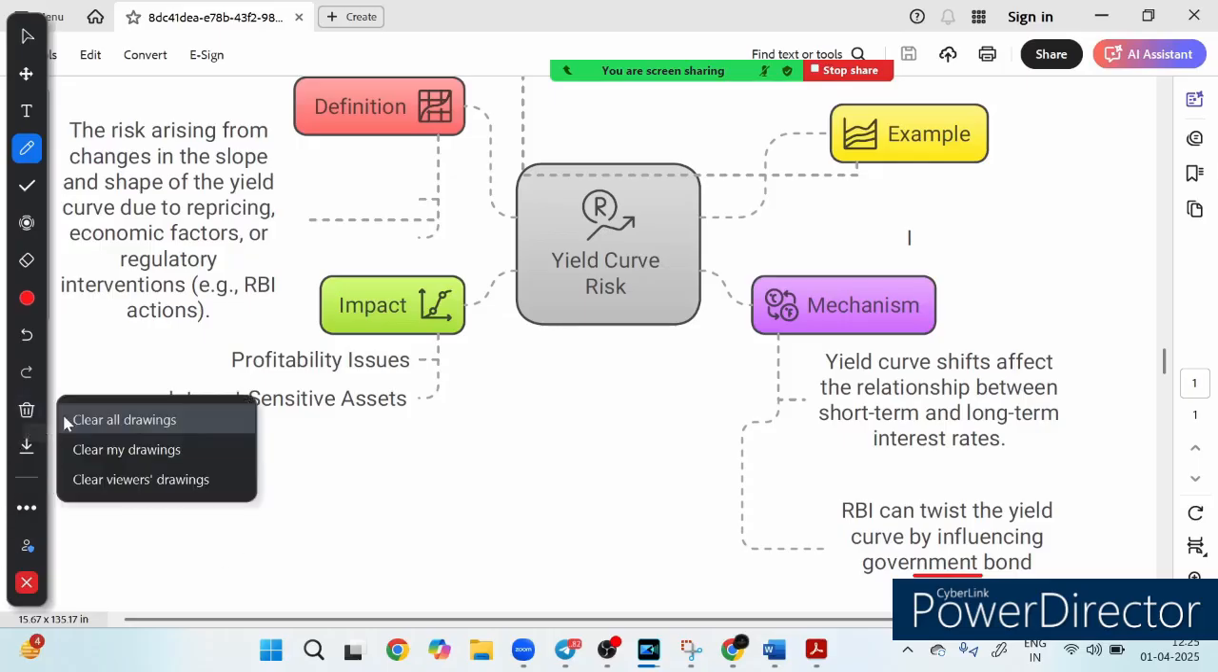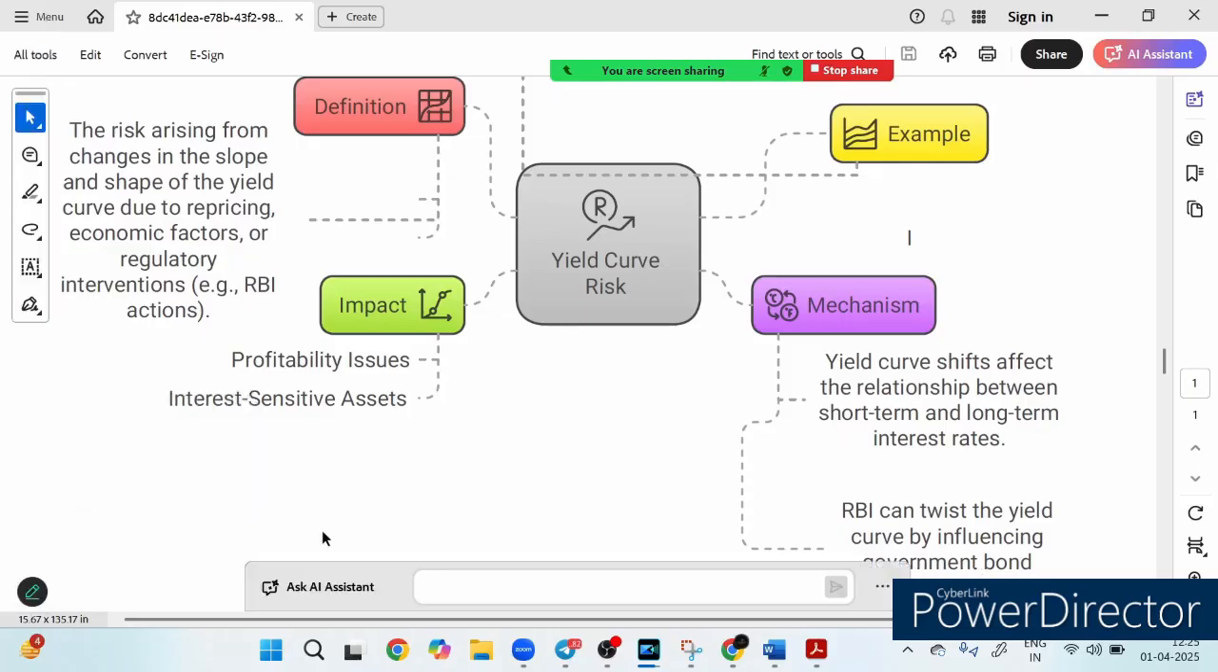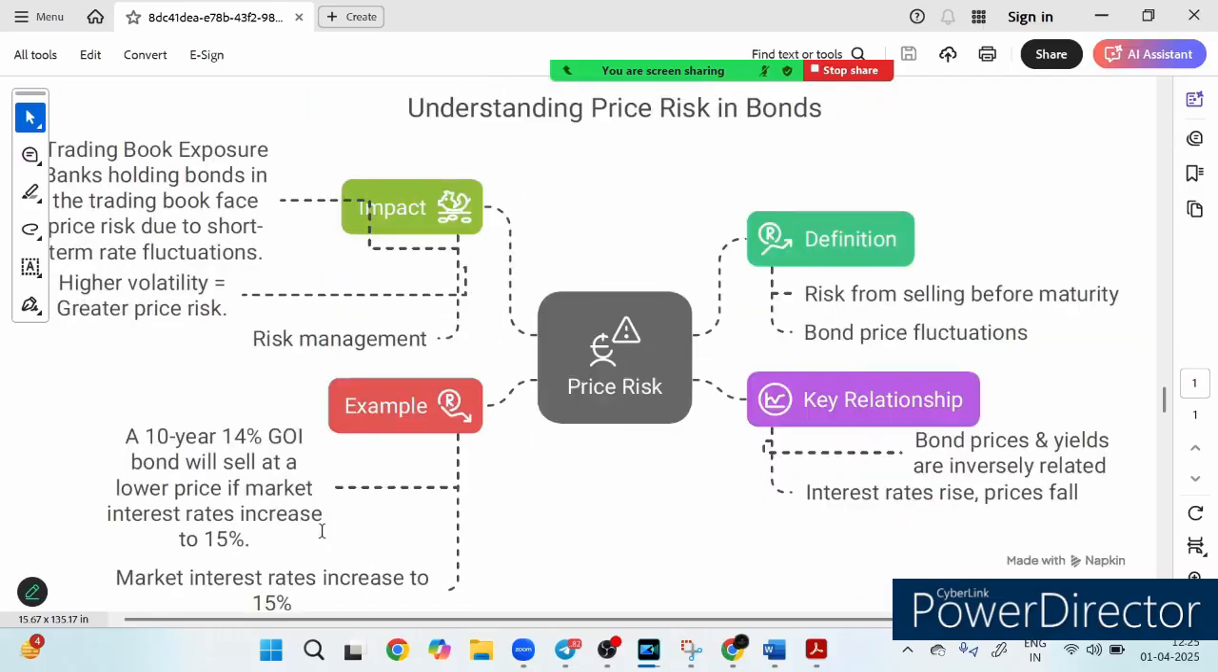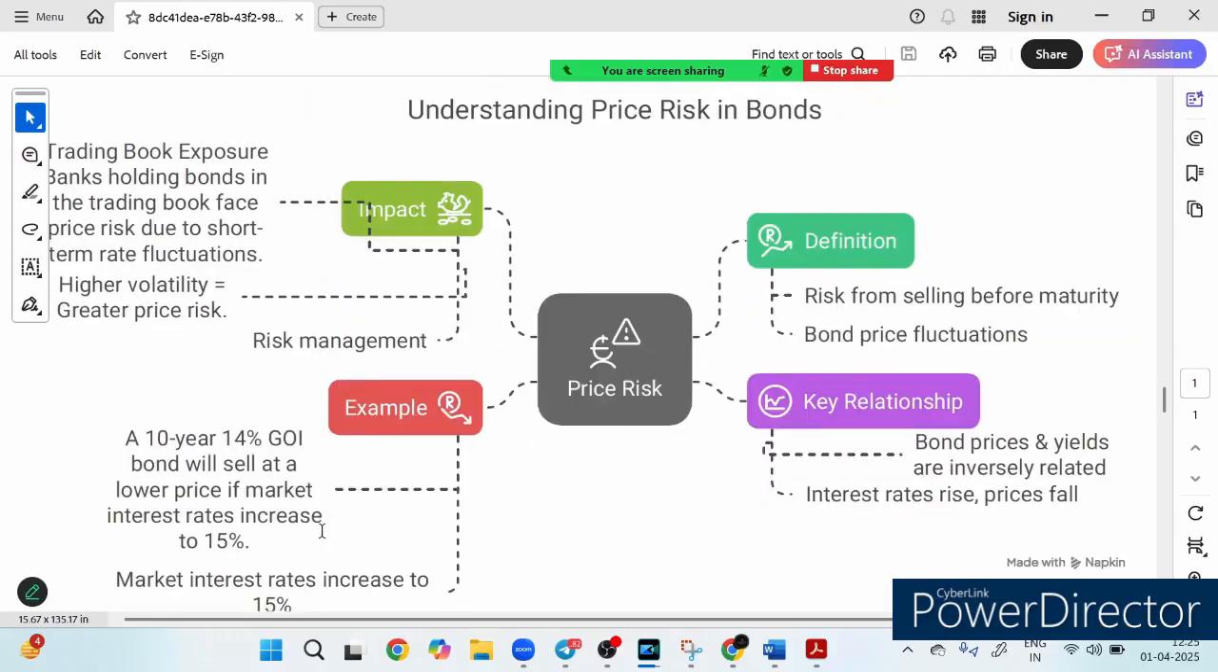Now friends, after understanding basic risk, yield curve risk, net interest position risk, gap and mismatch risk, embedded option risk, the next risk we have is the price risk. What is the meaning of price risk? Every type of risk we are covering. Friends, ever wondered why bond prices drop when interest rates rise? This is called price risk, a major challenge for banks holding bonds in their trading book.